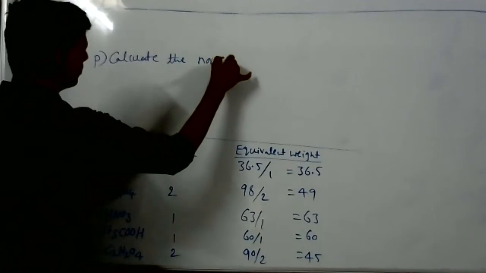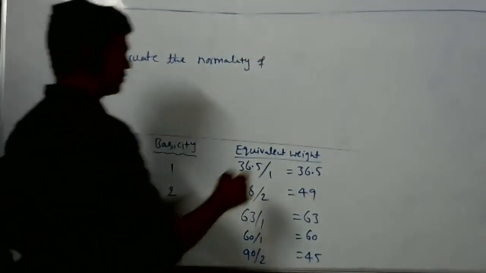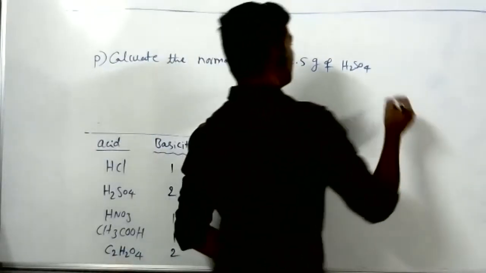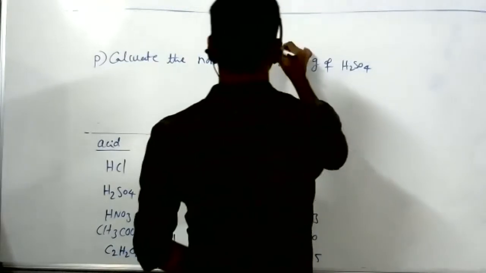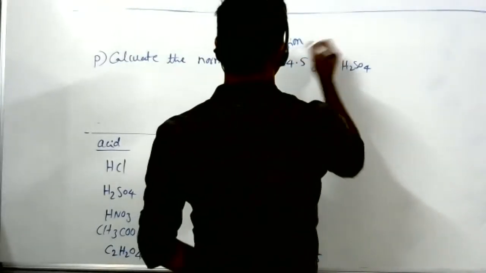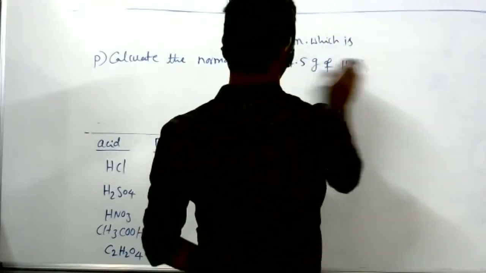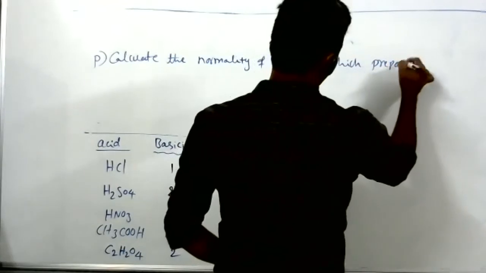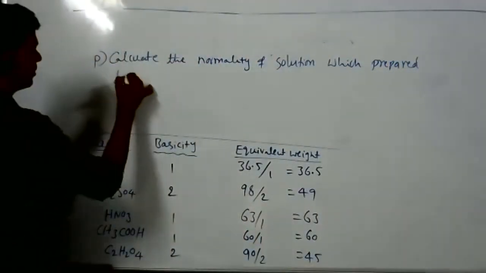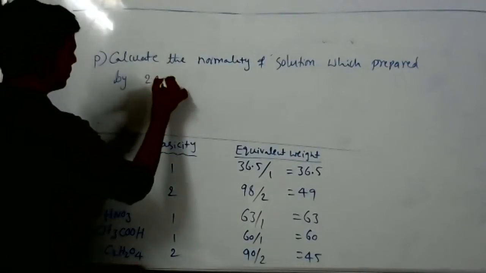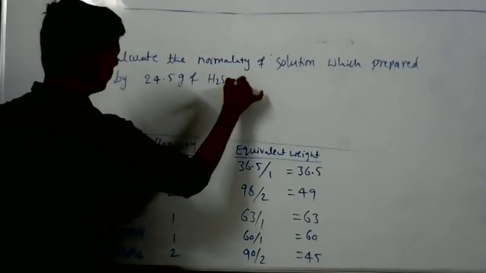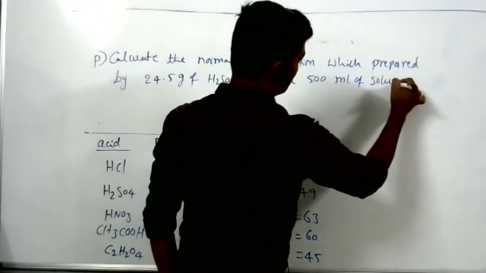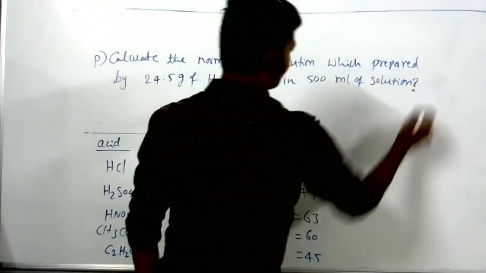Calculate the normality of the solution which is prepared by 24.5 gram of H2SO4 taken in 500 ml solution. Calculate this.